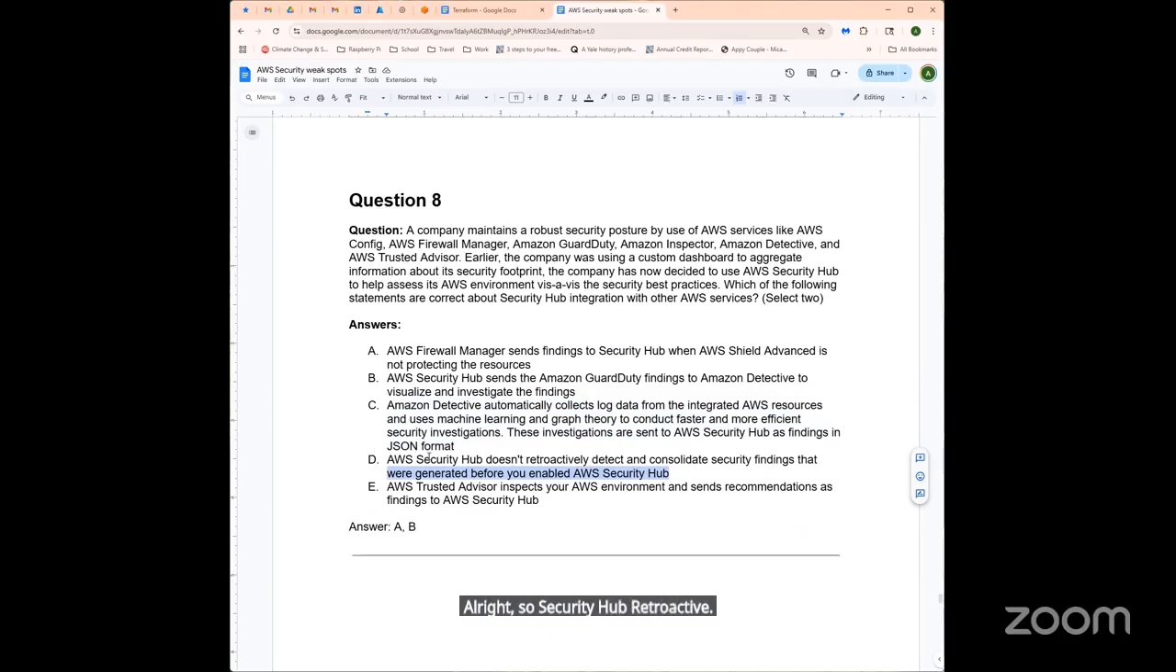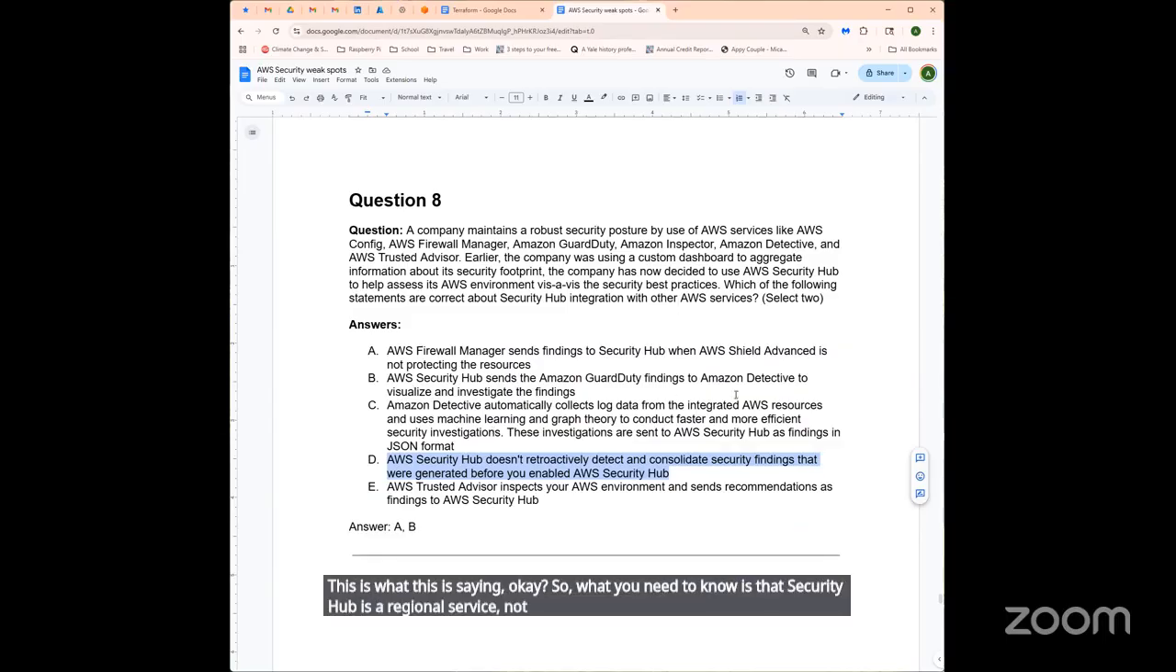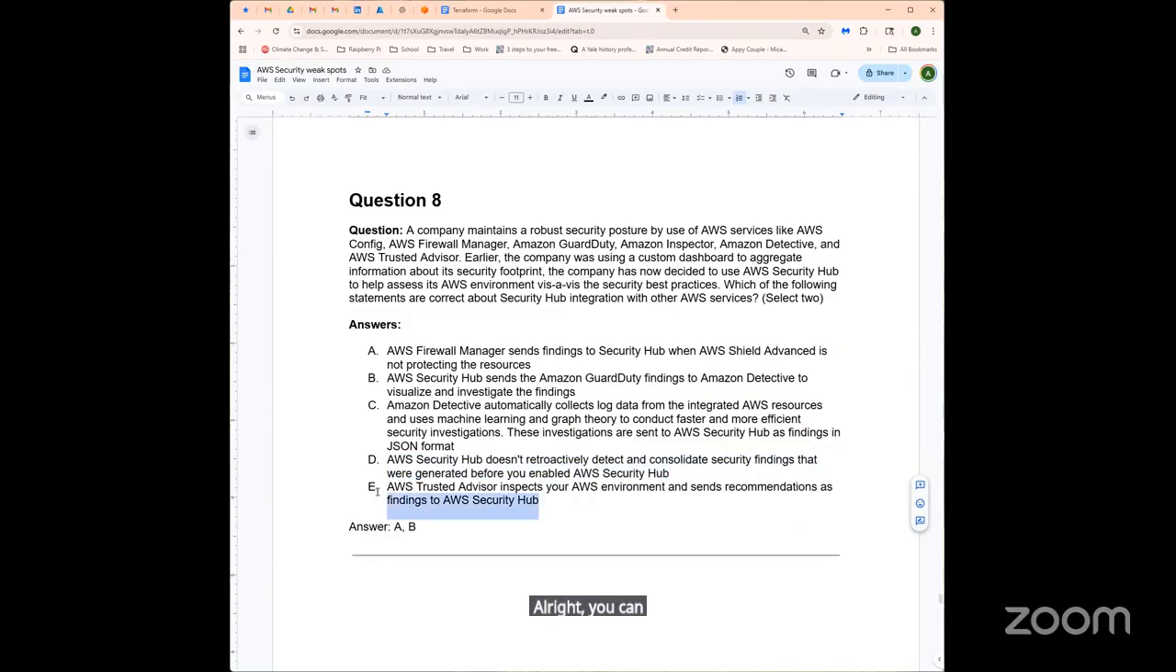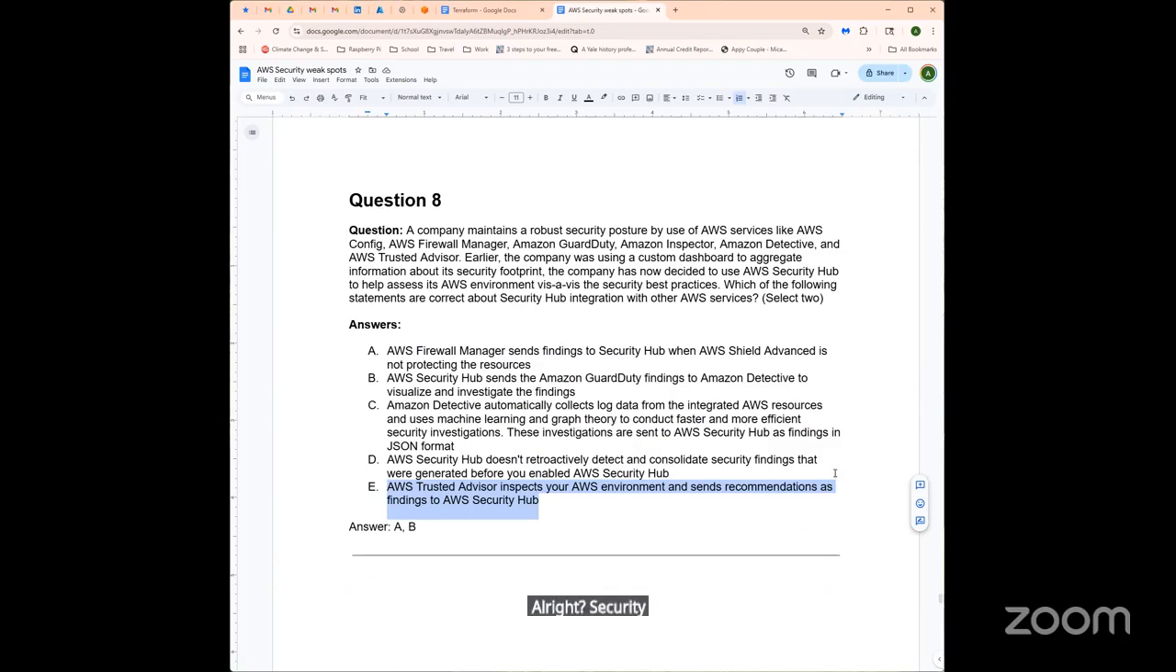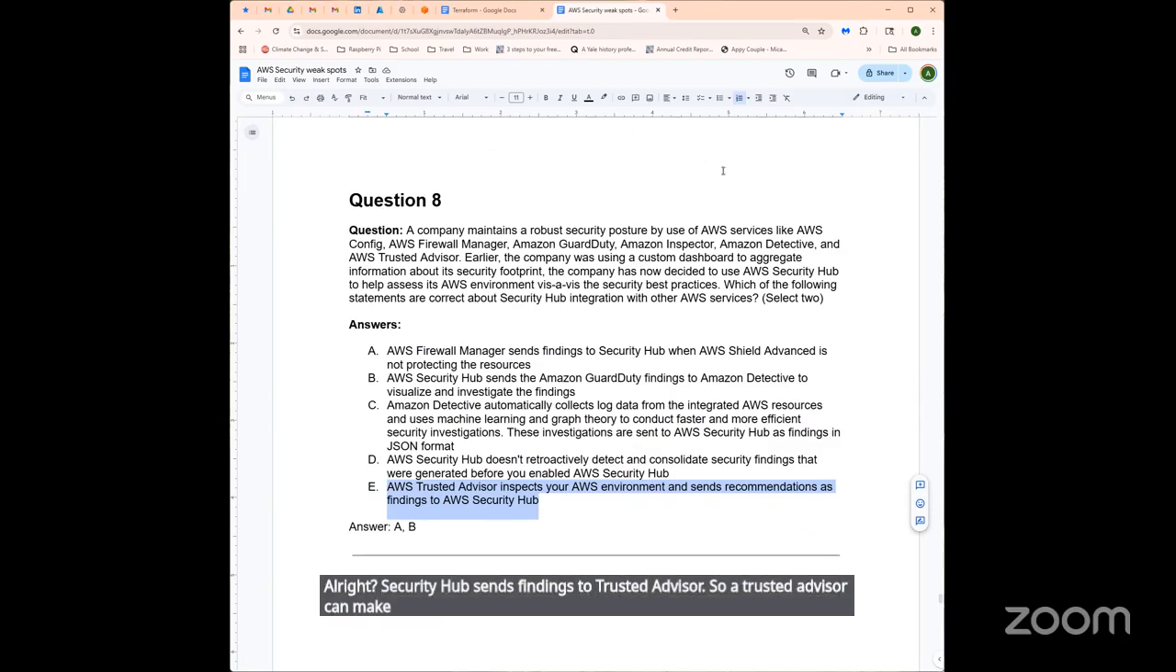All right, so Security Hub is global. This is what this is saying, okay? What you need to know is that Security Hub is a regional service, not a global one. You can configure it in different regions. And let's go into Trusted Advisor. This is incorrect because it's an incorrect direction too. Security Hub sends findings to Trusted Advisor. So Trusted Advisor can give you trusted advice.